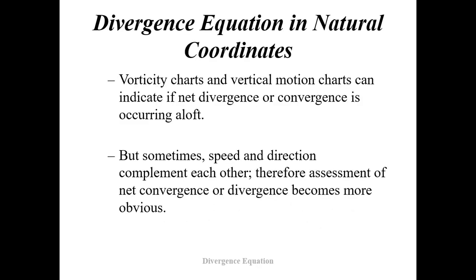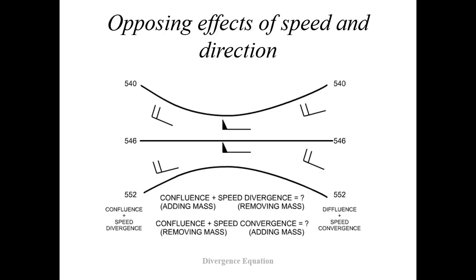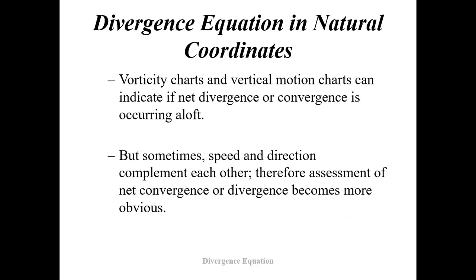So what do we use in this case? There are other tools out there that can tell us, if these forces offset each other, how do we know if the air is rising in the vertical or sinking in the vertical? Well, luckily for us, we have the vorticity charts and the vertical motion charts, which can indicate if you have net divergence or removal of mass, or net convergence or gaining of mass in the upper levels of the atmosphere. These are very useful tools for meteorologists to determine, hey, is my air rising, is my air sinking?